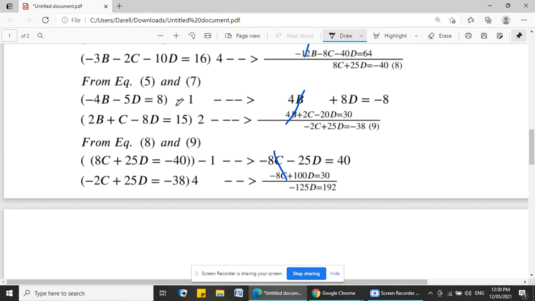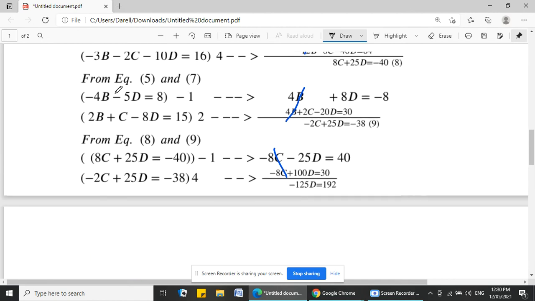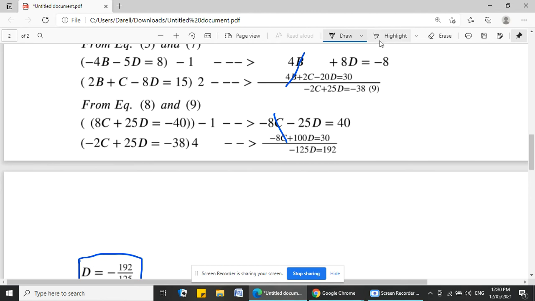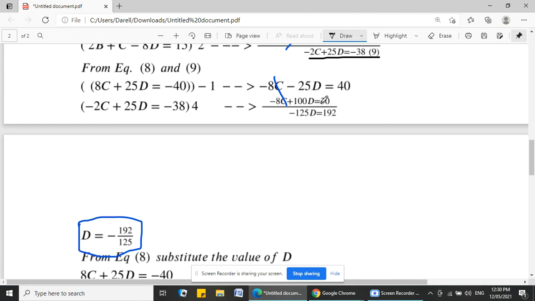Now, from equation 5 and 7, we get negative 4b minus 5d is equals to 8, and equation 7, 2b plus c minus 8d is equals to 15. So, para makancel na ako ang b, I multiply negative 1 sa equation 5 and 2 sa equation 7. So, we get 2c plus 25d is equals to negative 38.